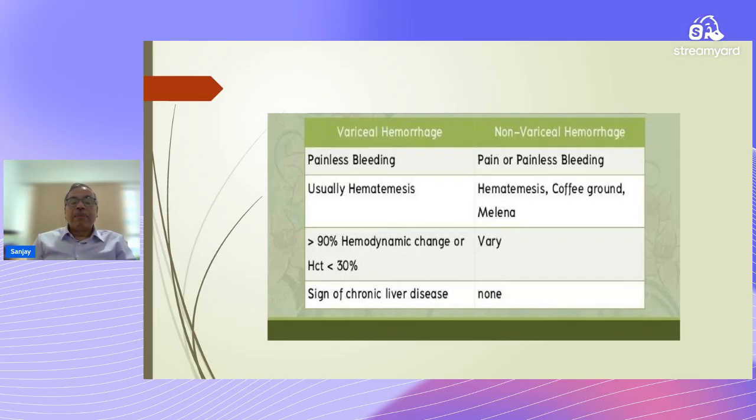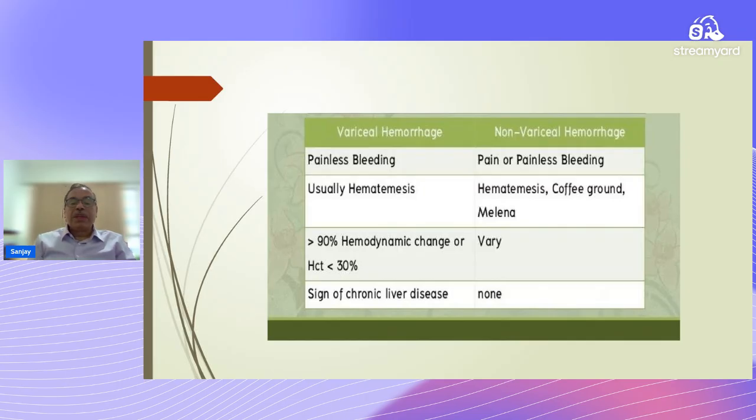Generally, variceal hemorrhages are painless bleeding. That means there is no abdominal pain in most of the cases, whereas non-variceal hemorrhage may be painful, like in cases of duodenal ulcer or gastritis, or may be painless also. Variceal hemorrhage usually presents with hematemesis. Hematemesis is a vomiting of blood, which usually occurs in variceal hemorrhage, whereas non-variceal hemorrhage not only presents with hematemesis, it also presents with melena, which we'll see. What is melena? It's the passage of black, tarry, foul-smelling stools in a patient with upper GI hemorrhage.